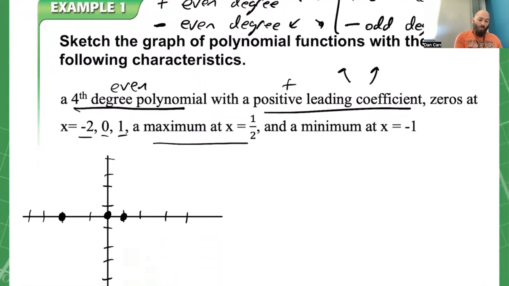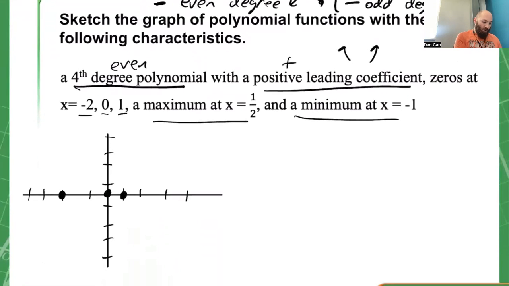I also have a maximum at x equals 1/2 and a minimum at x equals negative 1. So I'm going to go ahead and just draw these like lines like this so I can get a rough idea. It does not specify what the actual maximum or minimum values are. It just says a maximum occurs at this. So I can have a minimum value anywhere I want below the axis, and I can have a maximum anywhere I want above the axis over here.